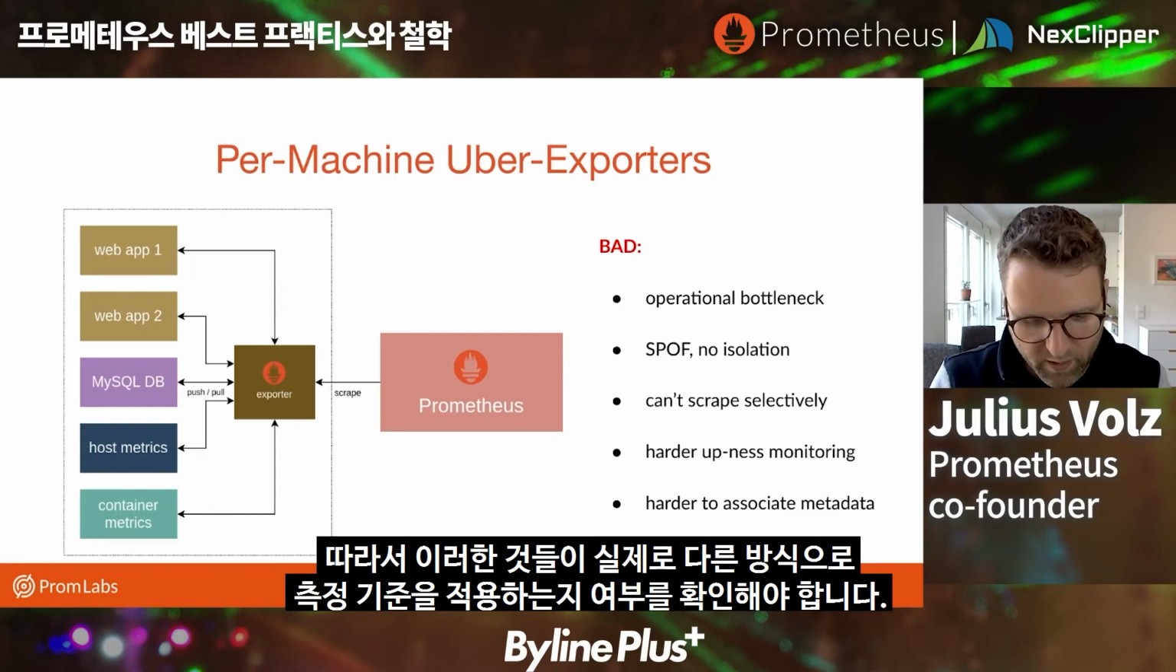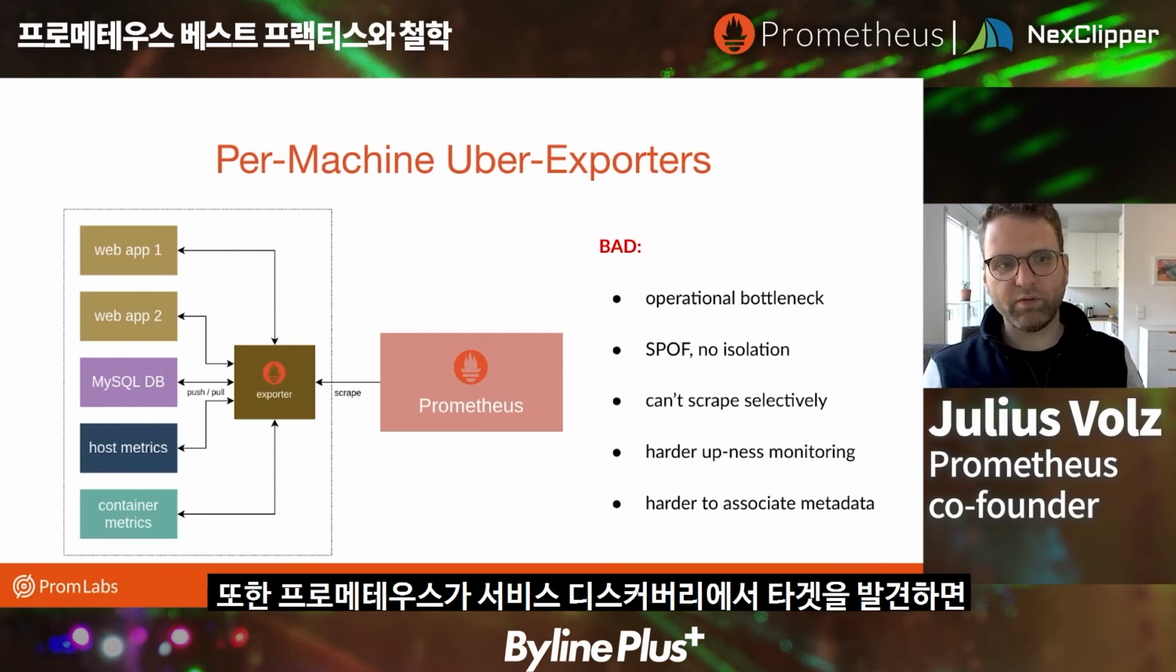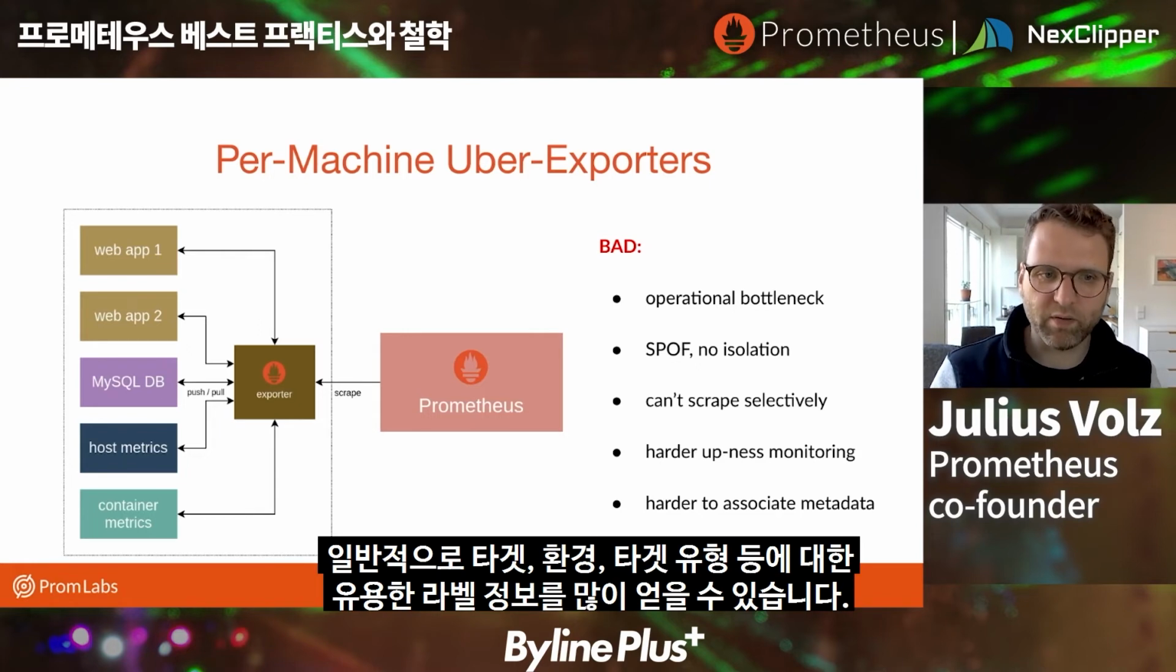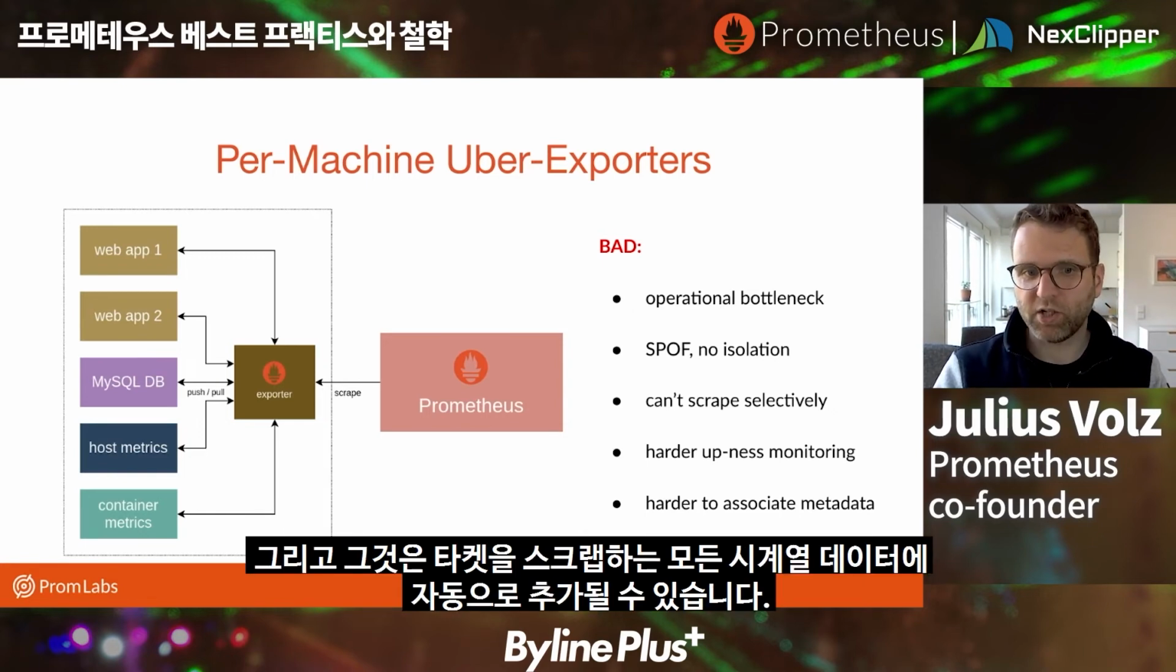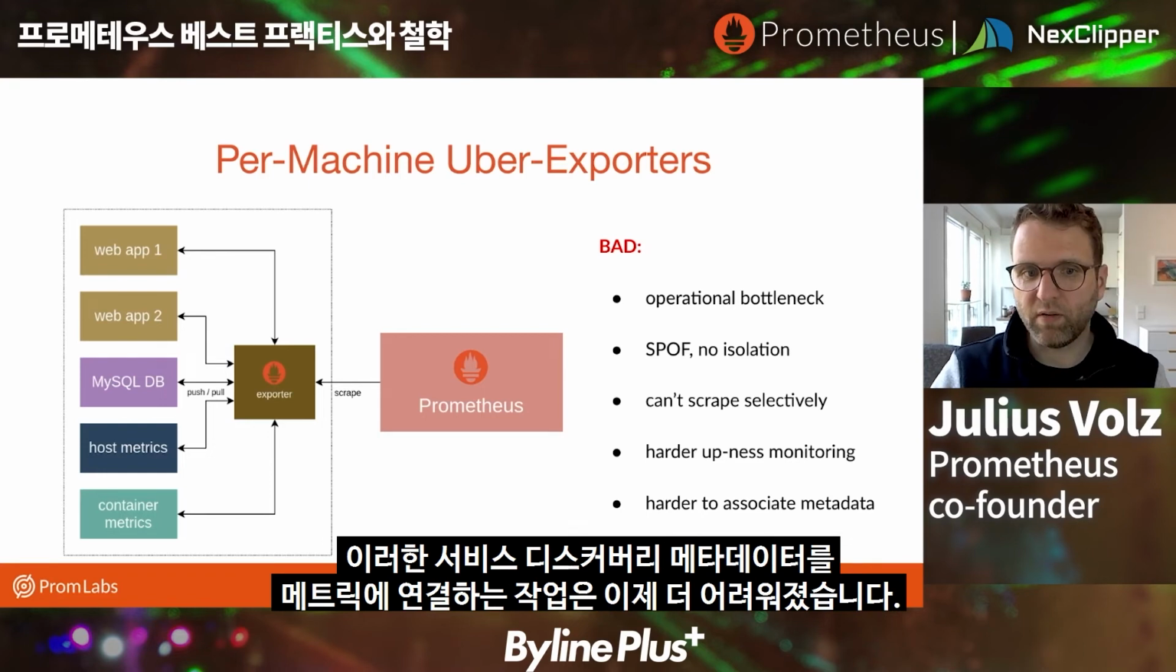Also, when Prometheus discovers targets from service discovery, it typically gets a lot of useful label information about the target, what environment it is, what type of target it is, and so on, and it can attach it automatically to all the time series that it is scraping from a target. So this kind of association of service discovery metadata to your metrics becomes harder now.